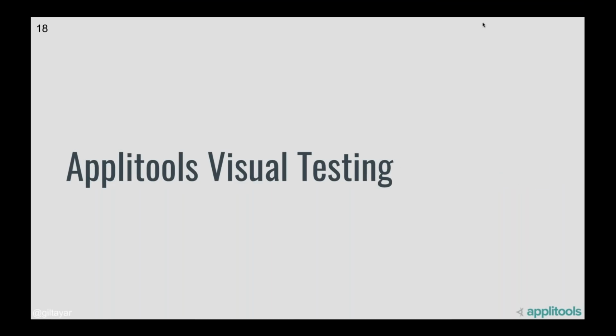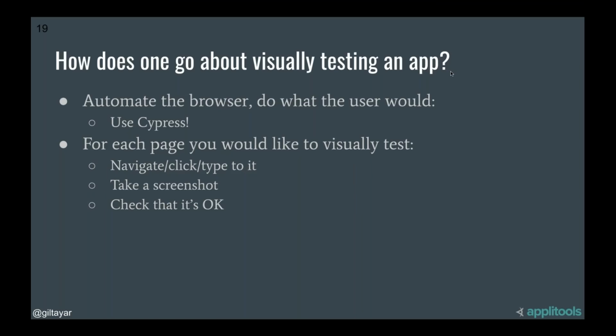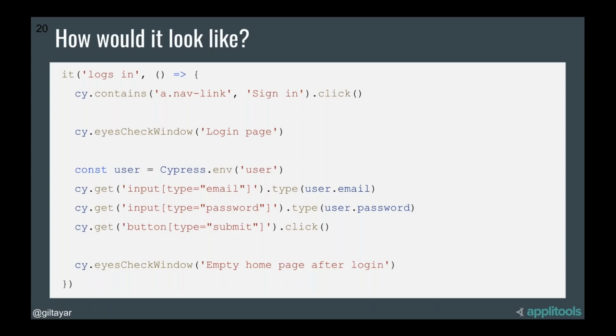Okay, so Applitools visual testing. Let's talk about that. How does one go about visually testing an app? First of all, we do just like functional tests. We automate the browser and do what the user would, just like Gleb showed, and obviously use Cypress. It's great. And for each page we would like to visually test, we navigate or click or type to it. We take a screenshot and we check that it's okay. And that check that it's okay isn't that simple. But let's look at how a test like that looks in Cypress.